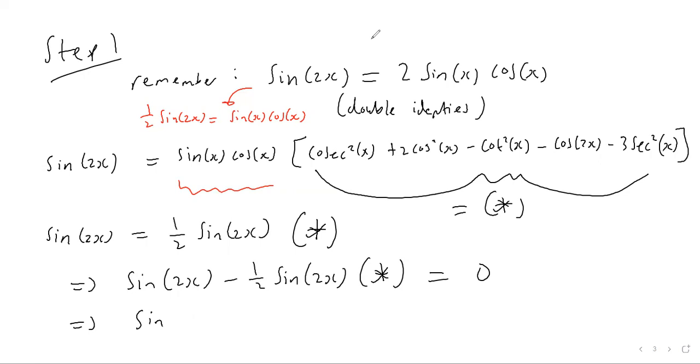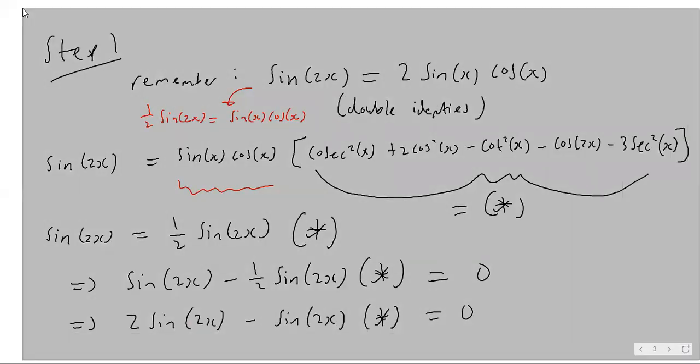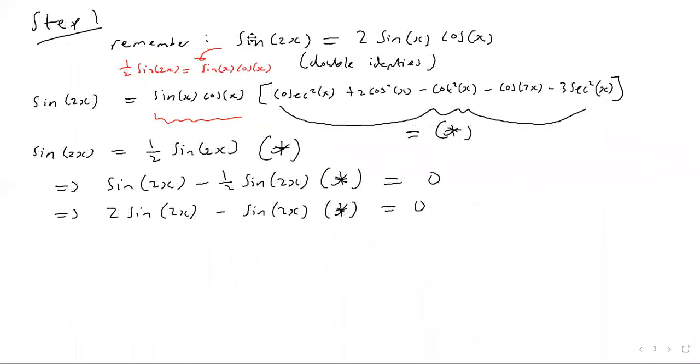Actually, before I do that, just to get rid of this half, I'm going to multiply everything by 2. So we get 2 sine 2x, take away sine 2x, multiplied by star, is equal to 0. Now I can factorize out the sine 2x on the left-hand side. So sine 2x, factoring that out, and then times by 2 take away star, equals 0.